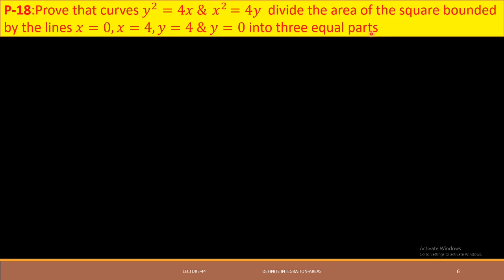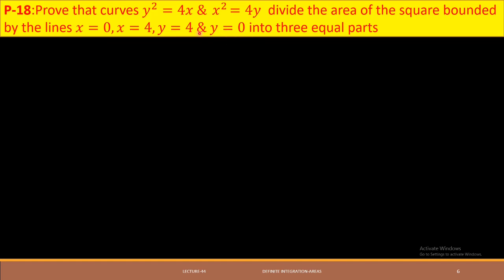Okay, here the two parabolas are given and a square is formed out of the 4 lines given here. X is equal to 0, x is equal to 4, y is equal to 4 and y is equal to 0. X is equal to 0 and y is equal to 0 are the coordinate axes, that is, one is the x axis and the other one is the y axis. X is equal to 4 is a vertical straight line and y is equal to 4 is a horizontal straight line in the positive quadrant. These 4 lines form a square in the first quadrant.